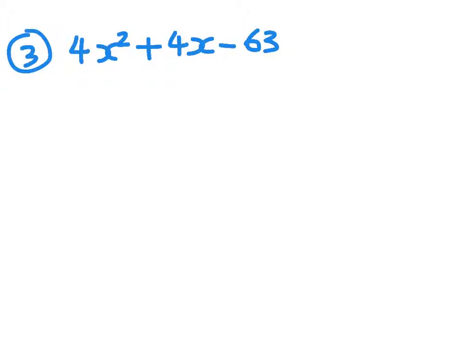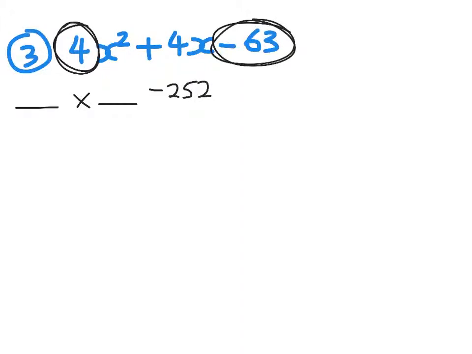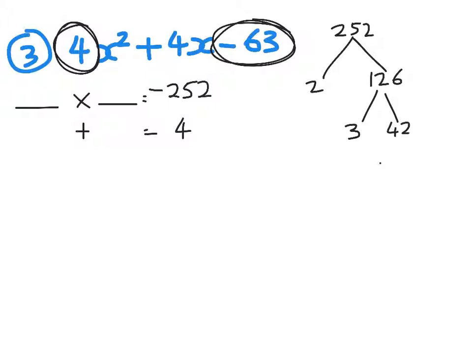I want two numbers that multiply together to give me negative 252, because I'm taking this number times this number, and that add together to give me 4. So we're going to do the factor tree thing again. 252, what's going to go into that? Well, we'll have 2 here, and we'll have 126 here. 3 goes into that because the digits add up to 9, so it's 3 times 42. We got a 6, and we got a 7.